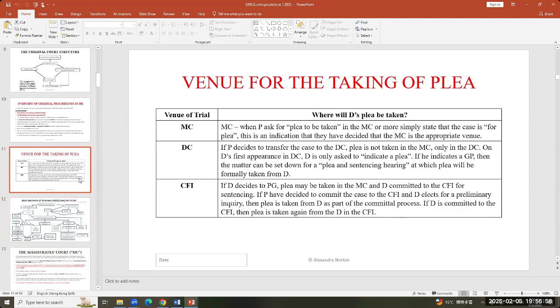So basically what you need to remember is that if the case is being transferred to the district court, plea is not taken from the defendant in the magistrate's court, only when he gets to the district court.